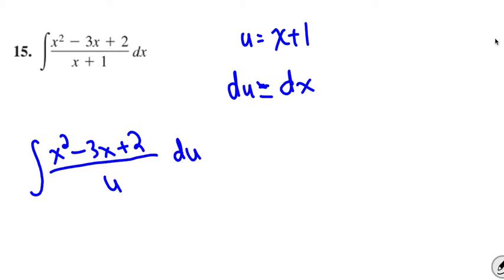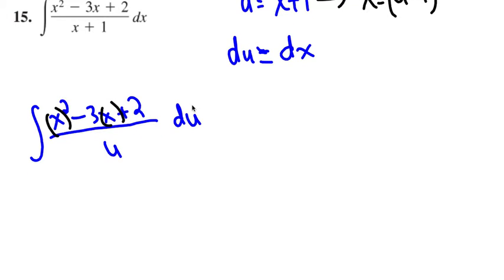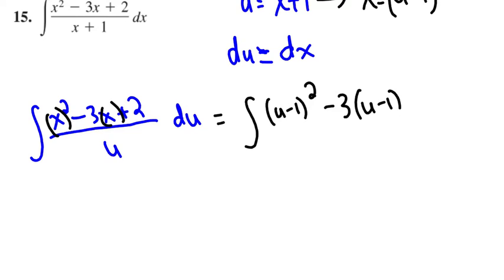But I can take this and solve for x, and say x is equal to u minus 1. Then I can take this and plug it in for both of these x's. So I end up with the integral of (u minus 1) quantity squared minus 3 times the quantity (u minus 1), plus 2, and all of that is over u, du.